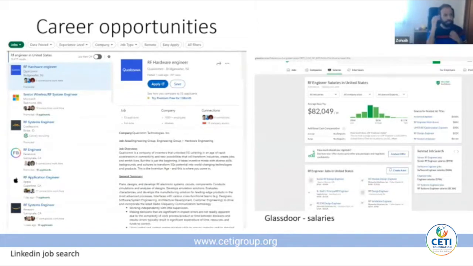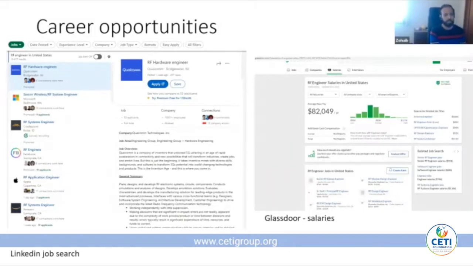So you can clearly see what the requirements are for these kinds of jobs. There is another website called Glassdoor, where you could look for salaries. So, RF engineer salaries in the United States. These are very rough estimates. I would not say this changes a lot from location to location, where you're located in the United States, what exactly is your experience, what is your position.